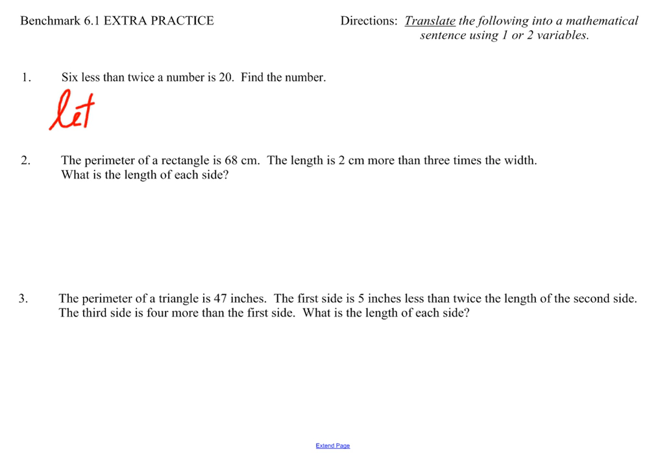I'm going to let x be a number, so I have a let statement. And 6 less than something is subtracting 6 from something. Twice the number is 2 times something. Is means equals 20. That's pretty straightforward.